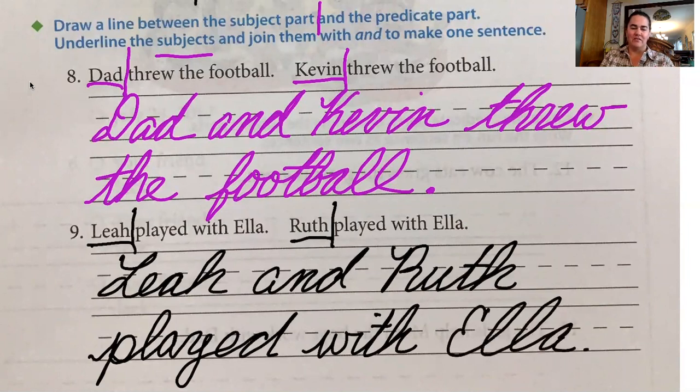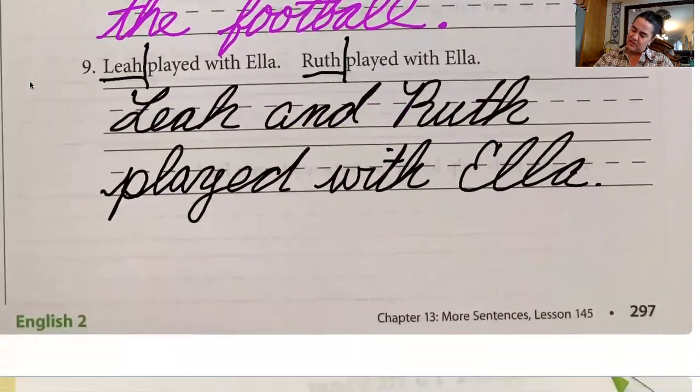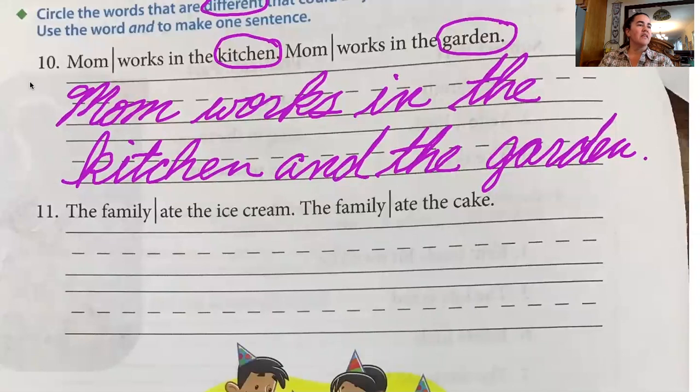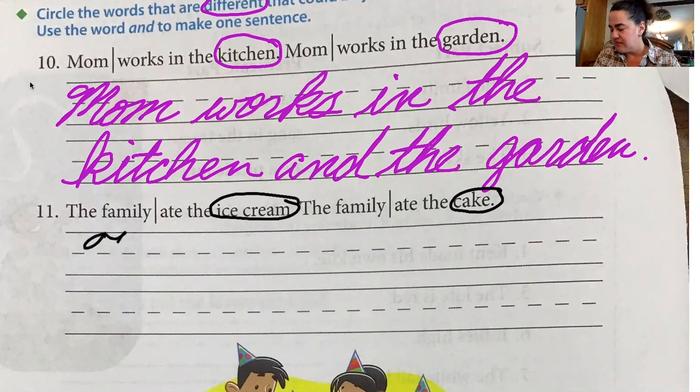Excellent job, second graders. Let's turn your paper over and finish it up. Now we have to circle the words that are different that could be joined and use the word and to make the sentence. So the family ate the ice cream, the family ate the cake. We're going to circle the words ice cream and cake. And our new sentence is going to read how? Read it to me, please, Reagan. The family ate the ice cream and cake.